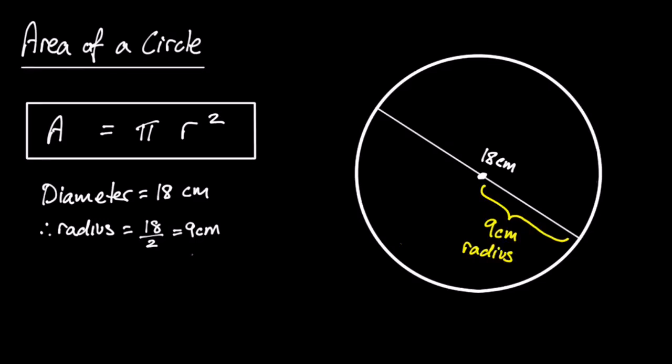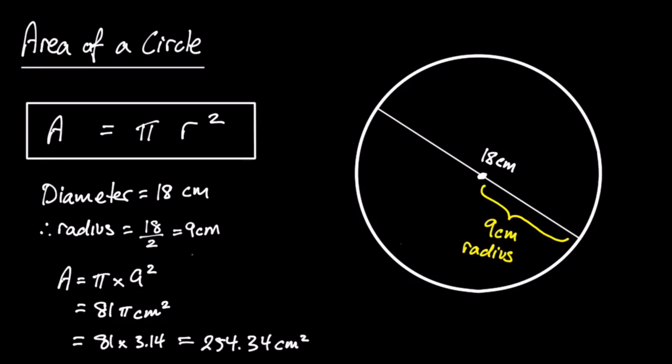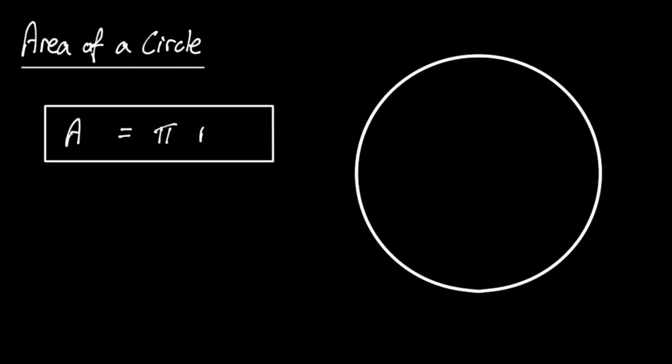We need to use that radius value in our formula. So now that I know the radius is 9, I can substitute it into my formula, pi times the radius squared, which gives me an answer of 81 pi centimeters squared. If I was to actually use a value of 3.14 for my pi, I get an area of 254.34 centimeters squared.